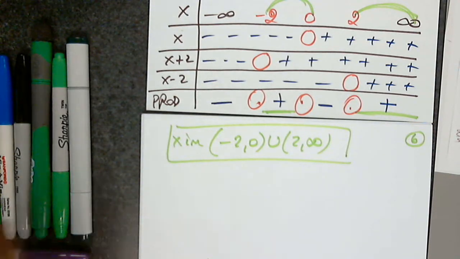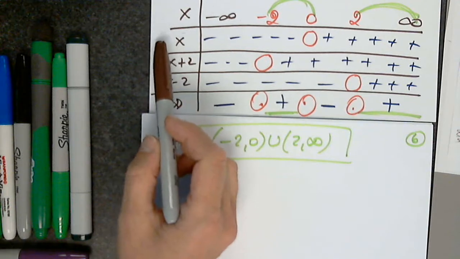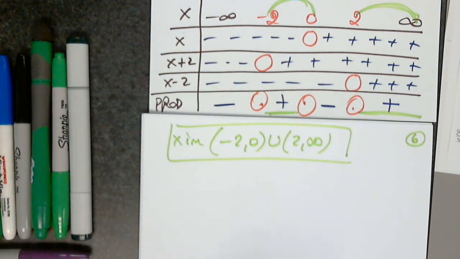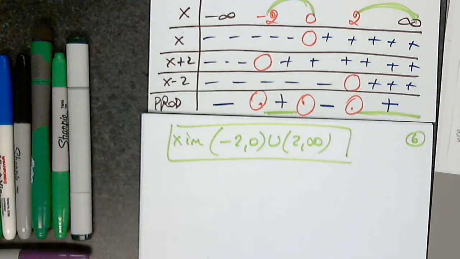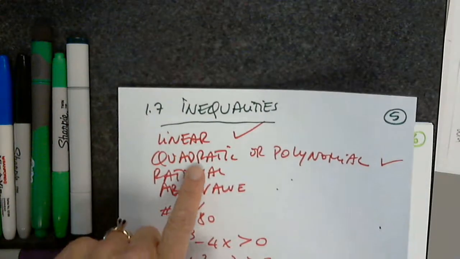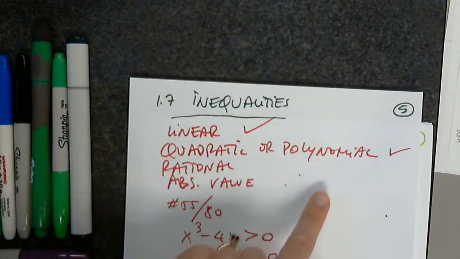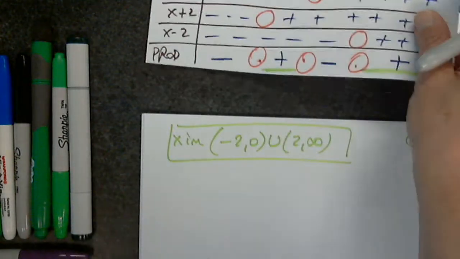Now, if the slope changes, in other words, if this one has a negative slope, then the signs will be reversed, positive and then negative, because the line will look like this. Okay? Any questions? Okay, so that was quadratic or polynomial. In this case, we had polynomial. Let's look at a rational inequality.